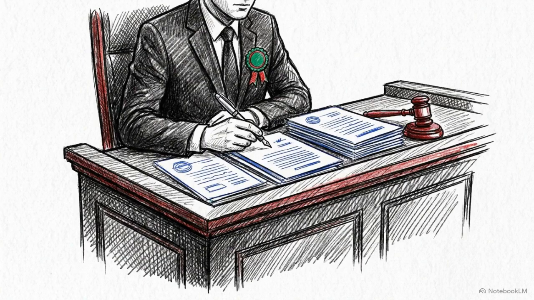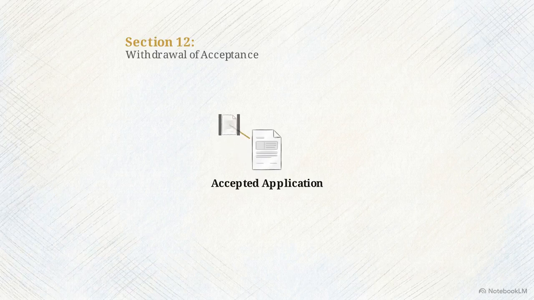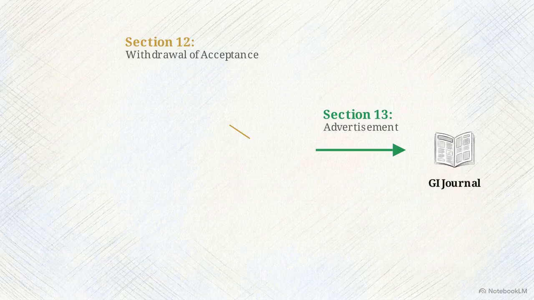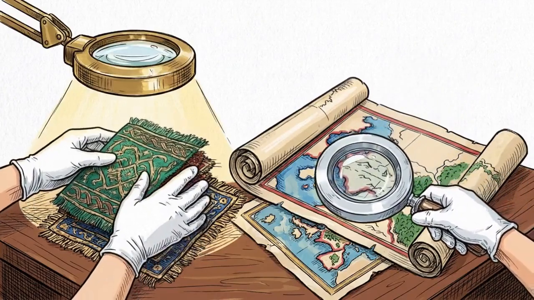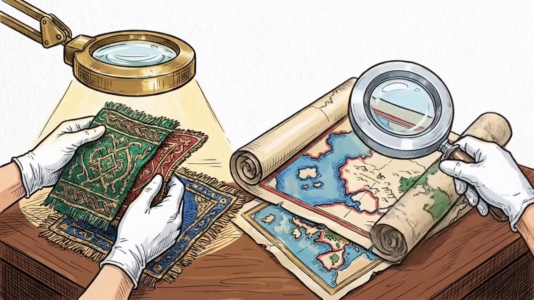Sections 11, subsections 6 and 7 govern the registrar's decision. If the application is refused or accepted with conditions, the registrar is statutorily required to record the grounds in writing. Section 12 provides for the withdrawal of an acceptance if it was granted in error. Otherwise, Section 13 mandates advertisement in the GI journal. This consultative group process distinguishes GI examination from trademark procedures by introducing a specialized multi-expert verification stage.